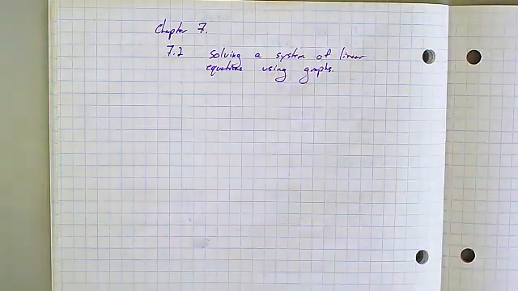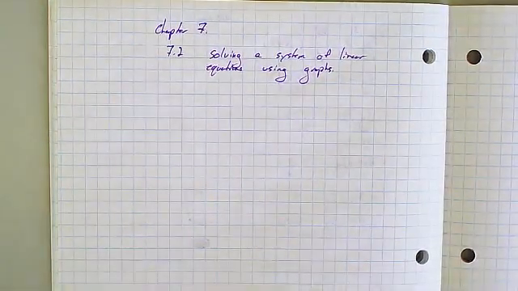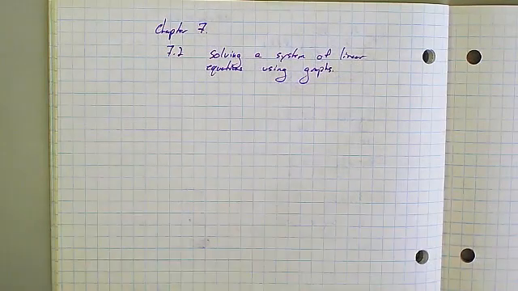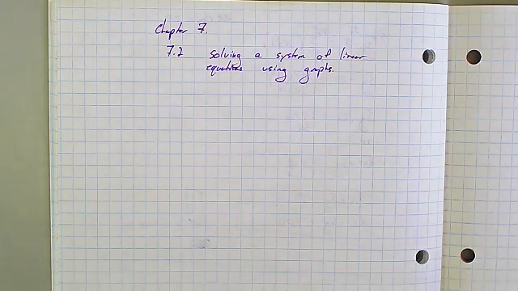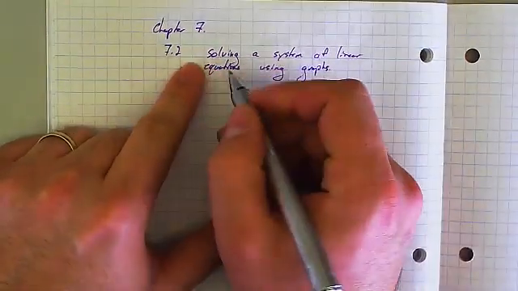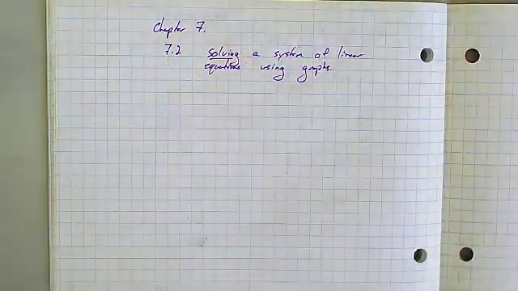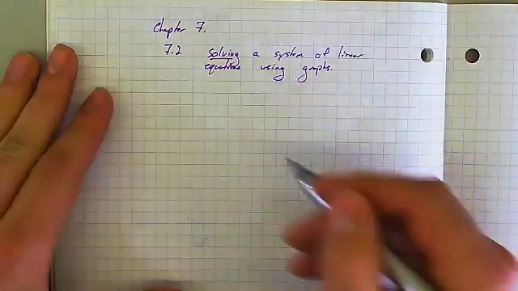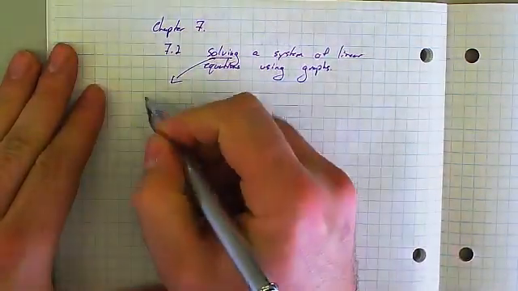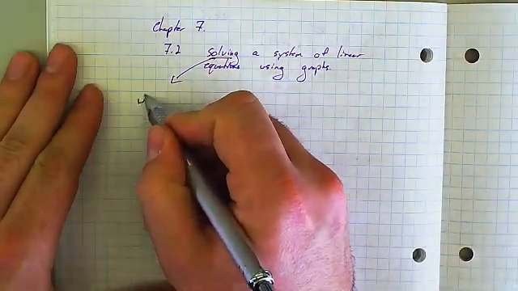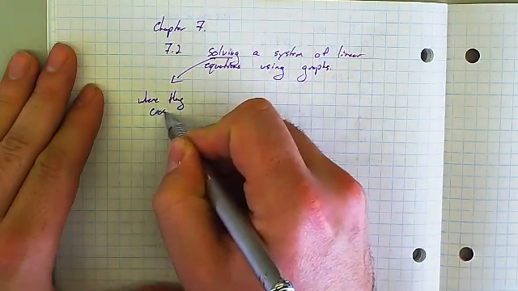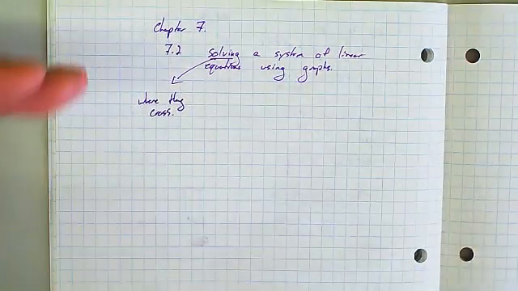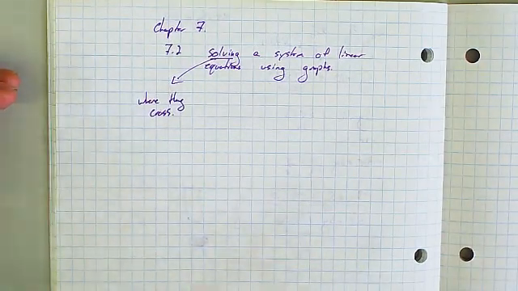So, chapter 7 is all about solving a system of linear equations using a graph, is what we start out with. Whenever you see the word solve in mathematics, we're usually looking for a specific answer. In our case, whenever we see the word solve, it means where the two cross. It's almost always going to be a coordinate, and that coordinate's important. Okay?